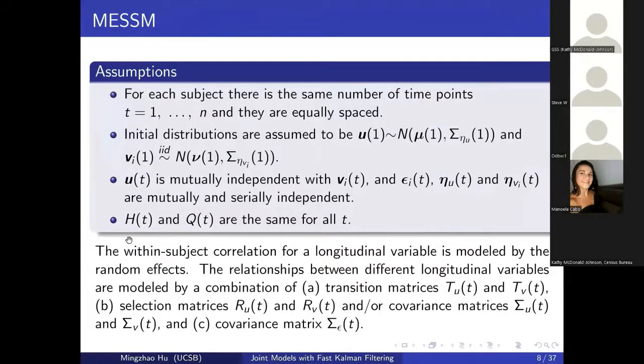Finally, we simplify and assume that the covariance terms for these disturbance terms are going to be the same across all t, so no changes between different time points. Now, to model the within subject correlation for a longitudinal variable, we will use the random effects, vi. As for the relationships between different longitudinal variables, we will model them with a combination of transition matrices, selection matrices, and covariance matrices based on different setup of the model. So this allows for a lot of extra variability.